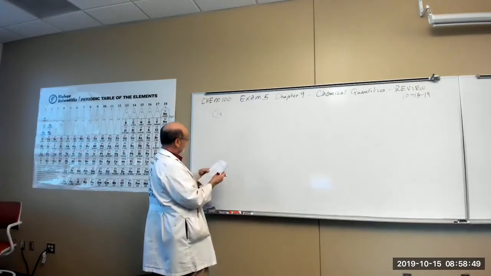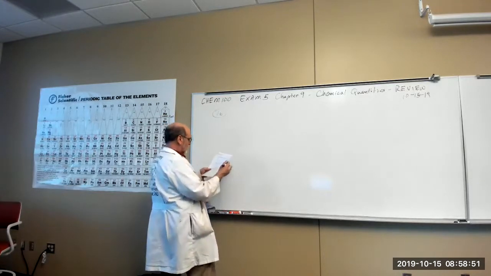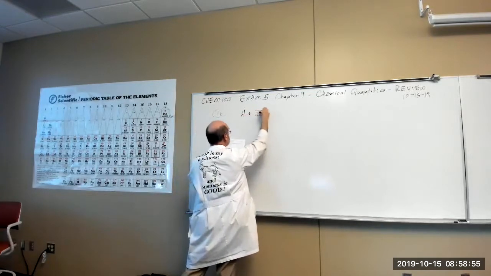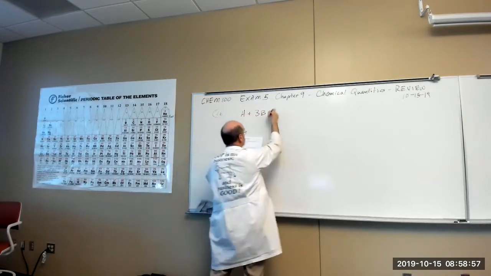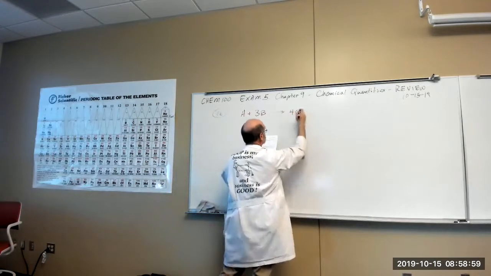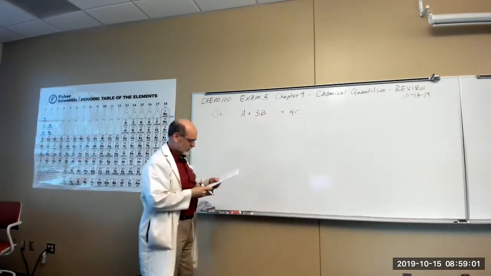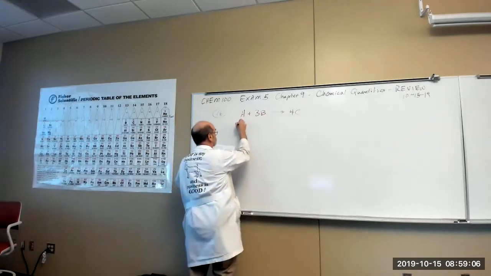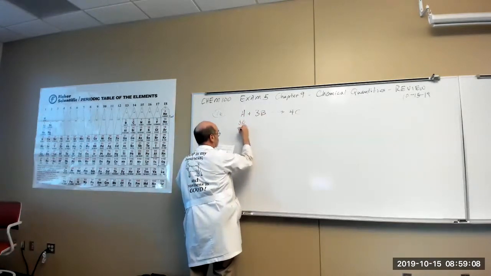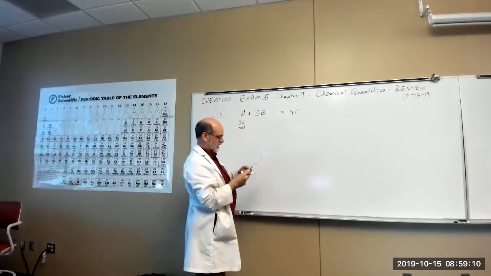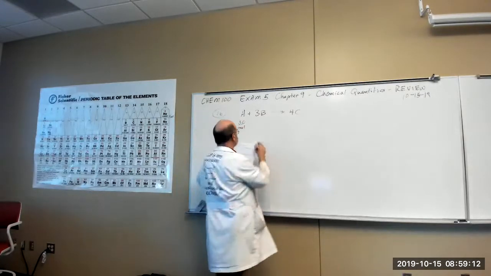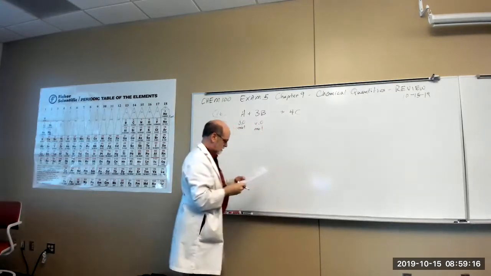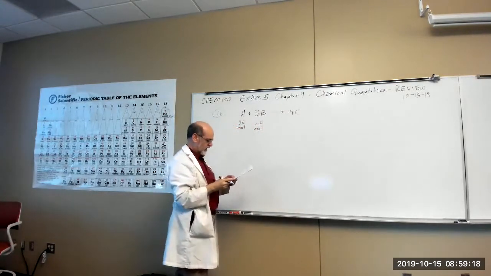Let's see, 76. Consider the equation A plus 3B yields 4C. And you're given 3 moles of A is reacted with 6 moles of B. Which of the following is true about the reaction?